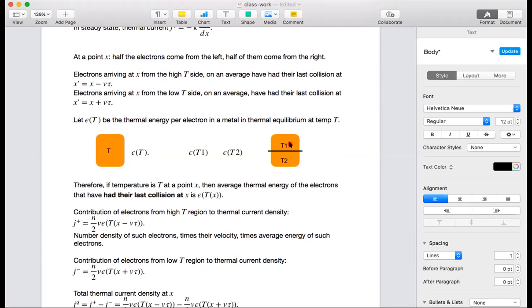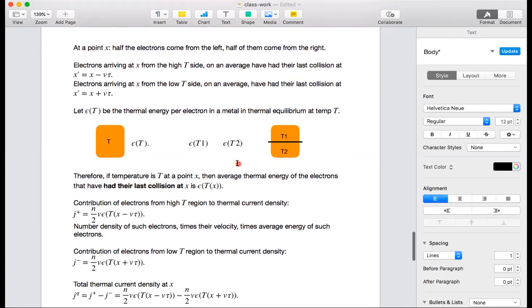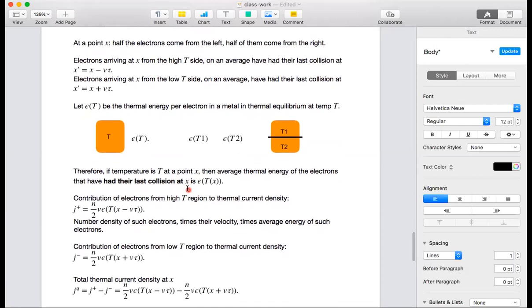On the other hand, if there are two regions, let's say T1 and T2, then electrons colliding with ions in this region, which is at temperature T1, would carry average thermal energy epsilon(T1). And electrons colliding in this region would carry average thermal energy epsilon(T2). And if epsilon(T) happens to be a function of x, then of course it depends where they last collided with ions. So if the temperature at a point is x, then the average thermal energy of electrons that had their last collision at that point would be epsilon(T(x)).